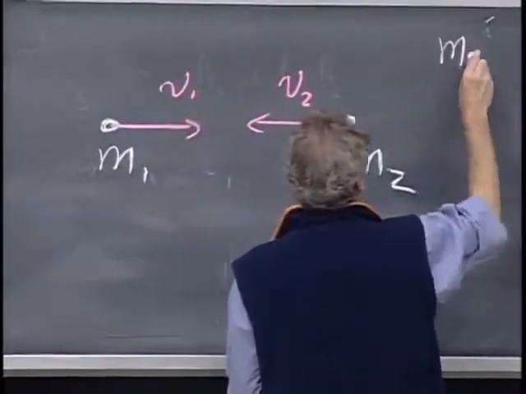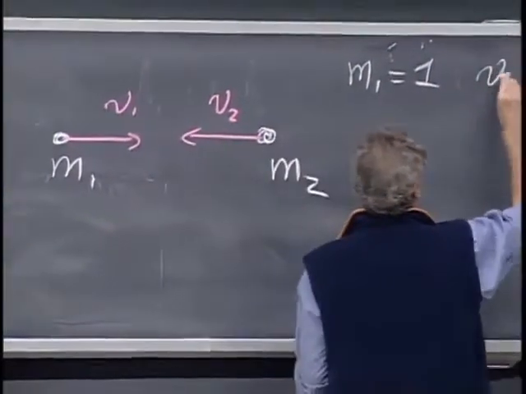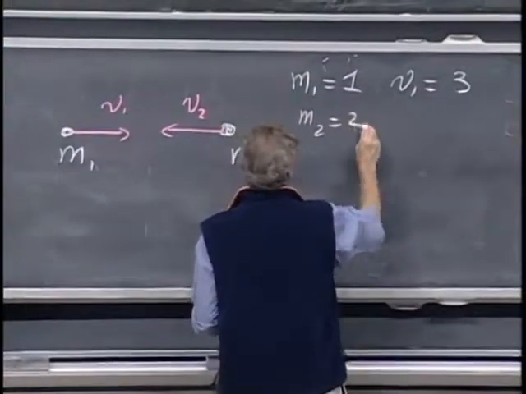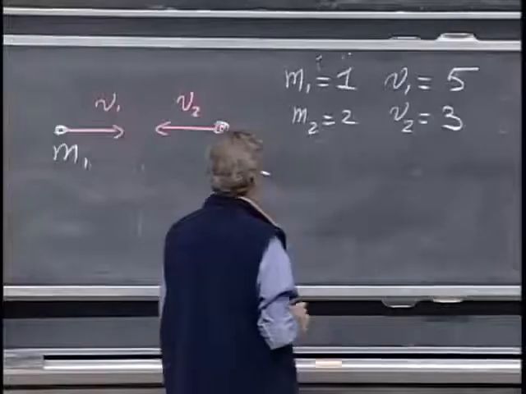Let's make it very simple. M1 is 1 kilogram, V1 is 3 meters per second, M2 is 2 kilograms, and V2 equals, I make this 5 meters per second, and I make this 3 meters per second.